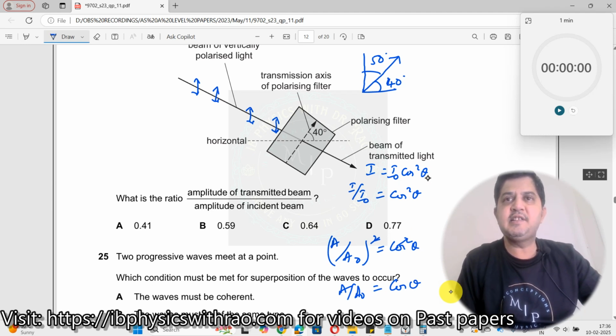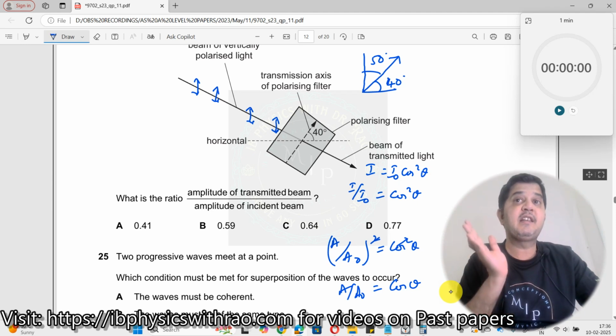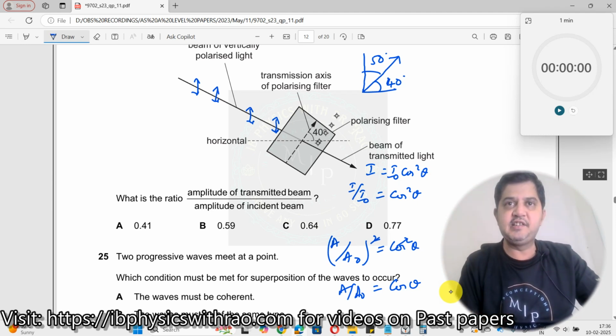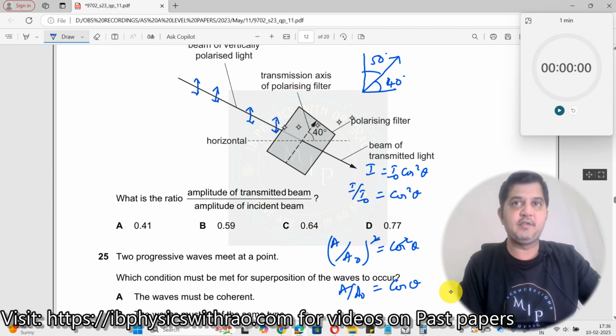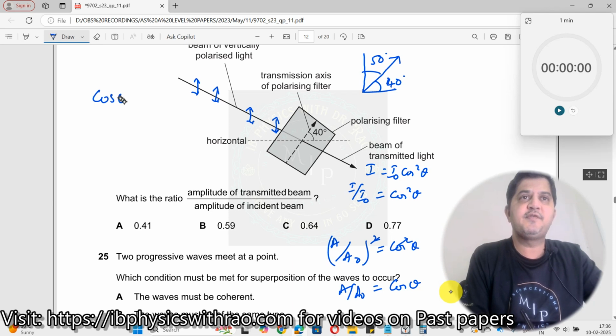Now, what is this theta here? Theta is not 40. This is 40, but this one should be your theta here. What is the angle made by the vibration with respect to the transmission axis, right? So this is your transmission axis. This is horizontal, okay? The vertical is what I want. So therefore, this angle is 50. So let us find the value of cos 50.